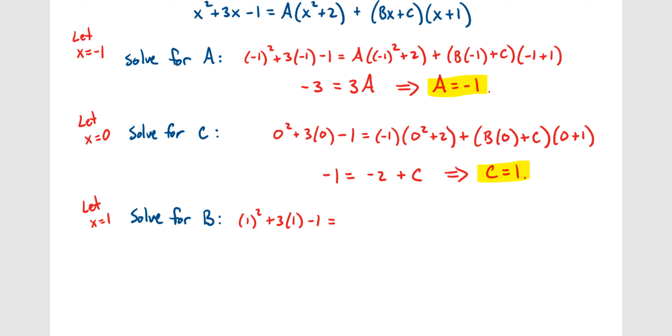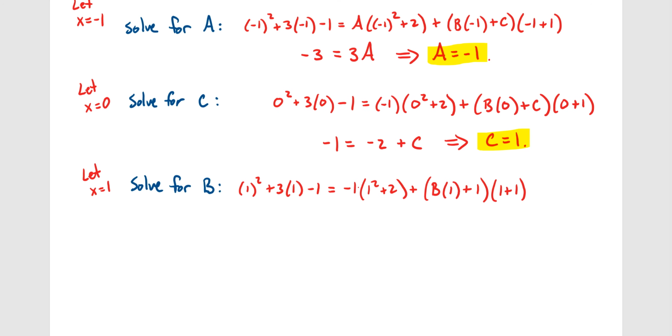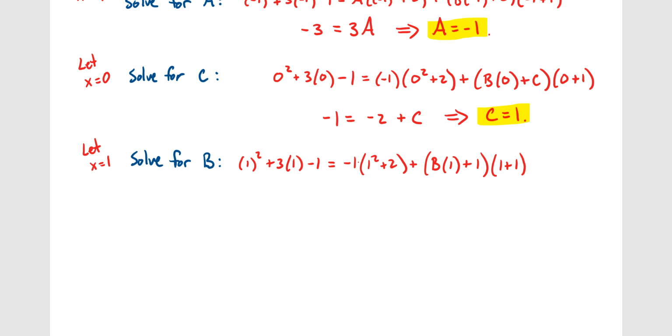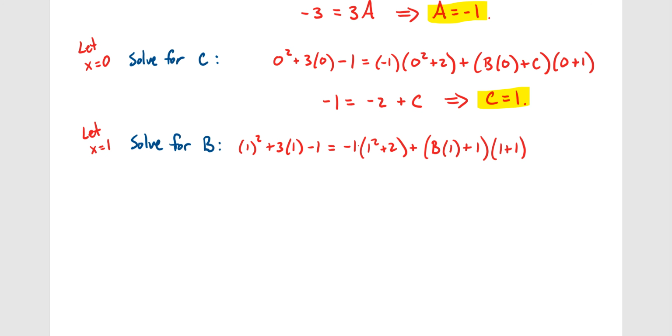And then it's going to equal a, which is -1, times 1 squared plus 2, plus b times 1, plus c, which is 1, times x plus 1, so 1 plus 1. Okay, so I'm going to assume that we can solve this. It's just a little linear equation. Just make sure your order of operations is good. We should end up getting b equals 2.